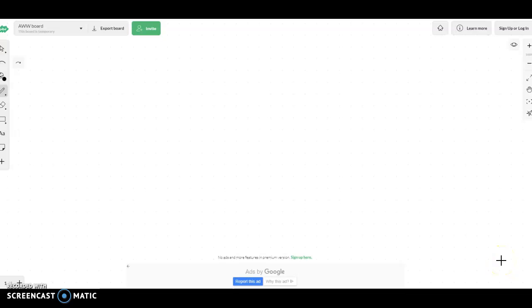Bear with me as I am using my computer and doing touchscreen with my finger versus doing this on the smartboard. So I'm sorry, it might not look the greatest.